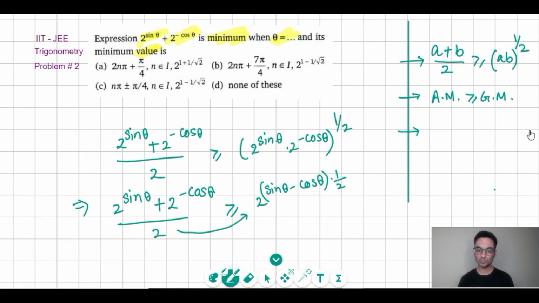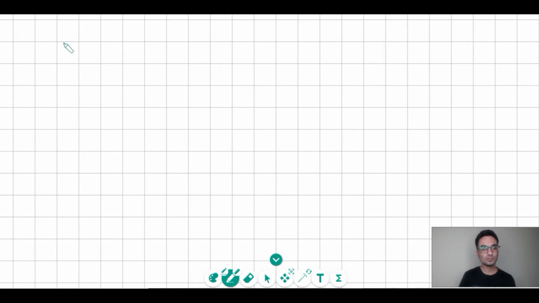So that means we'll get the expression as 2 raised to the power sine theta plus 2 raised to the power negative cos theta is greater than or equal to 2 raised to the power 1 plus half times sine theta minus cos theta.